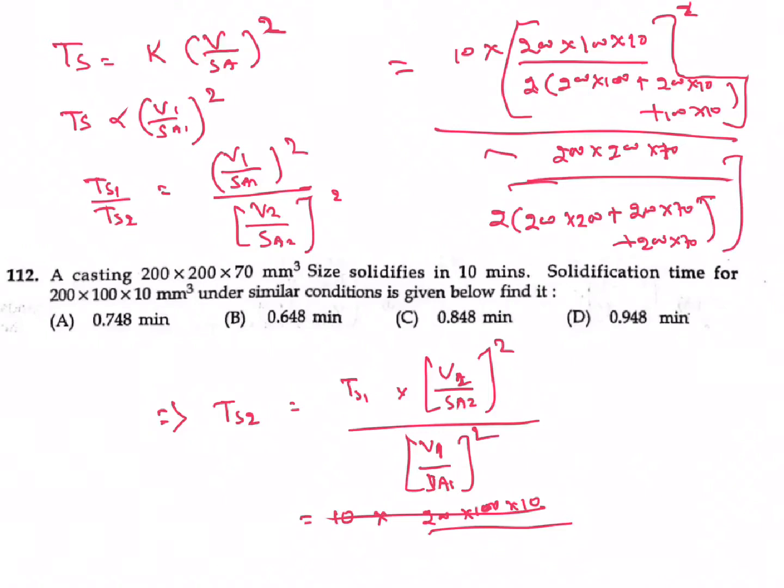Its square. If you solve this one, final answer you will get 0.4459. No answer is matching. You can cross check this one. If you are getting an answer from any of these options, then you can comment.